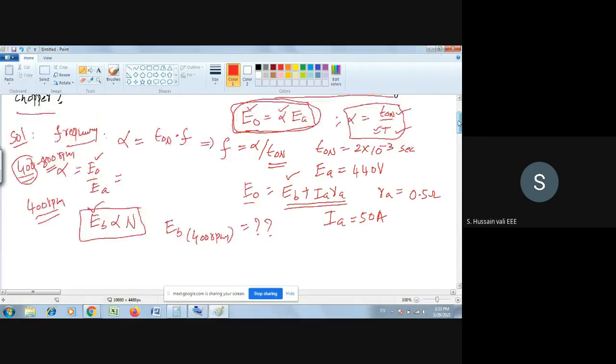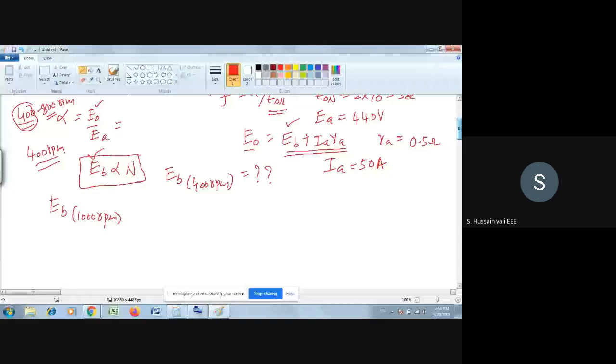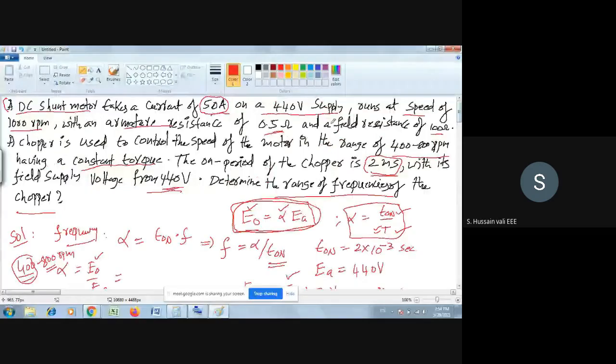Why EB at 1000 rpm? Because you see the data of the DC shunt motor. What is the data he has given? The DC shunt motor runs at a speed of 1000 rpm. At that speed, the supply voltage is 440 and the current is 50 ampere. So we will use this data and we will find out the back EMF at 1000 rpm.